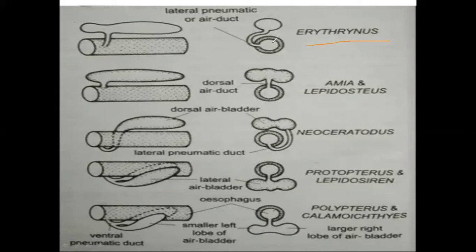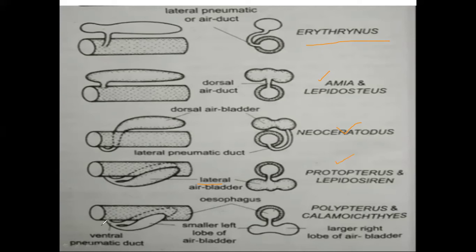The duct which is there is on the lateral side. And if it is on the dorsal side, we call it Amia and Lepidosteus. So this is also dorsal side, but here the air bladder is bilobed. If you see, this is trilobed. If you cut it and observe, this is bilobed here. This is Neoceratodus. Then next is again lateral air bladder, which is present in Protopterus and Lepidosiren.